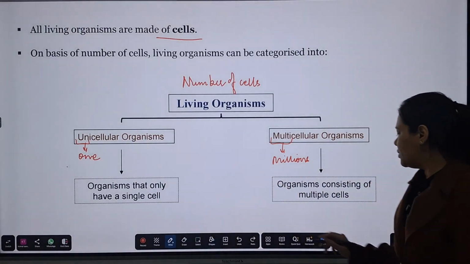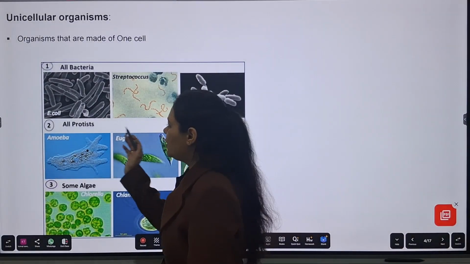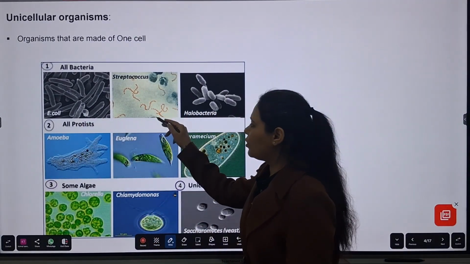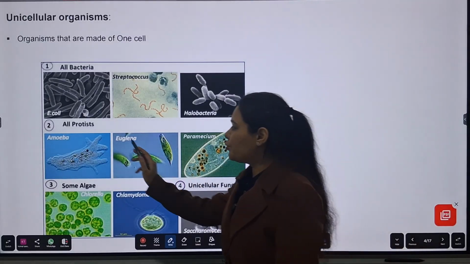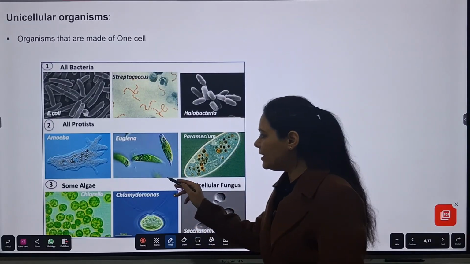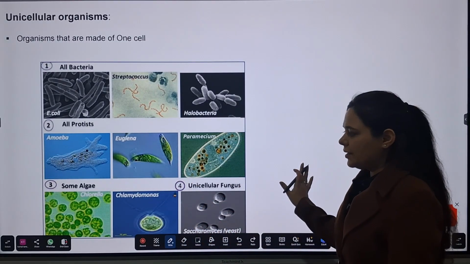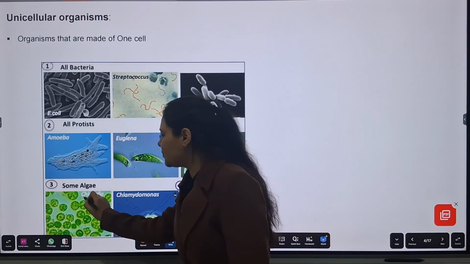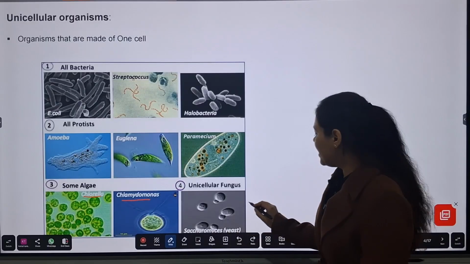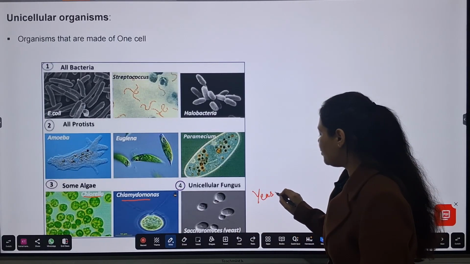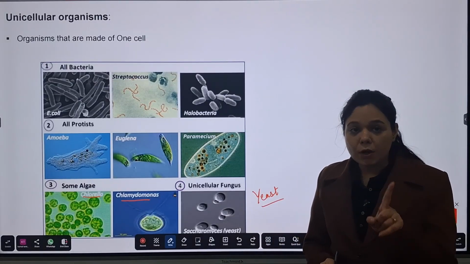Let's see the examples of unicellular organisms first. All bacteria, E. coli, Streptococcus, Halobacteria are unicellular. Then all protists, amoeba, euglena, basically protozoans, paramecium are unicellular. Then some of the algae like chlorella, chlamydomonas are unicellular. And then yeast is also a unicellular fungus. Means all these organisms are made up of only one cell.